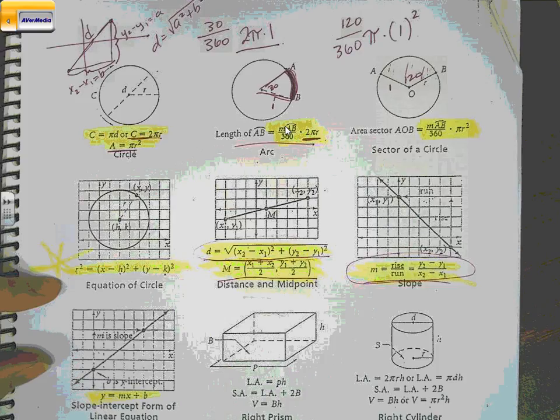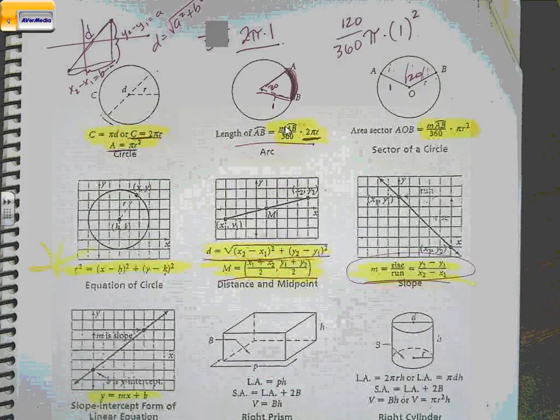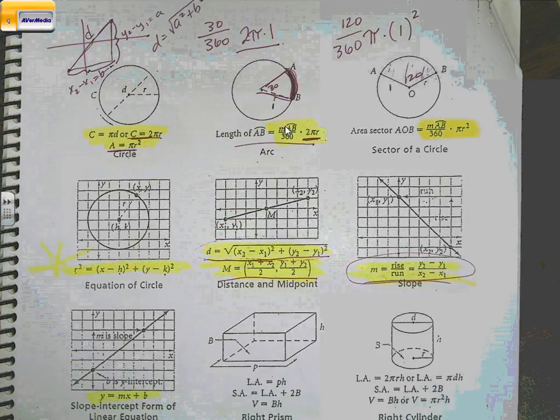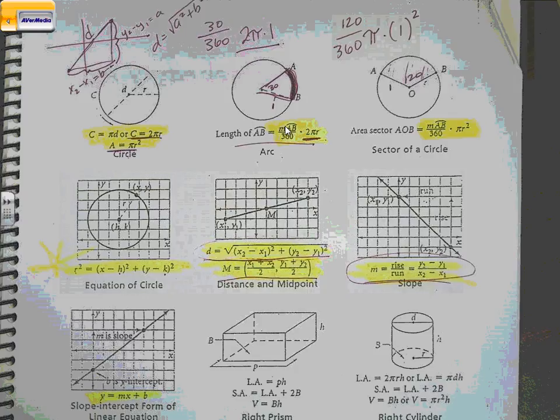You need to know the distance formula and the midpoint formula. If you forget those, listen, I'll show you how to remember them. If you make 100 on a test and you make a 90 on a test, what's the middle? How do you get that mathematically?